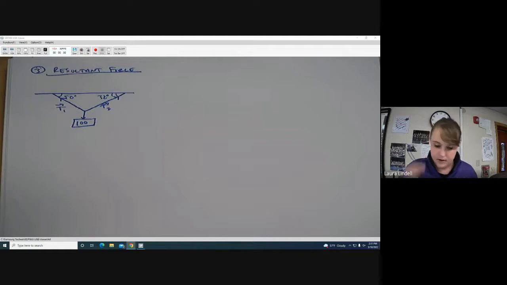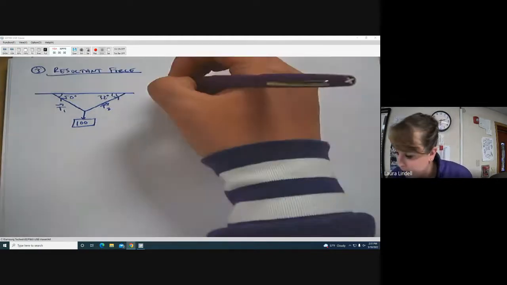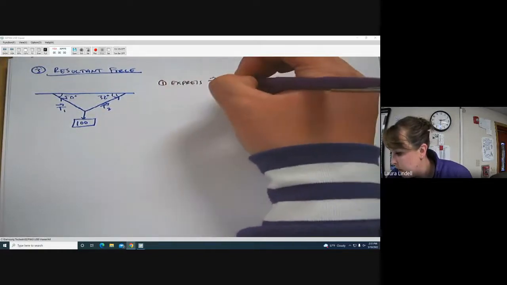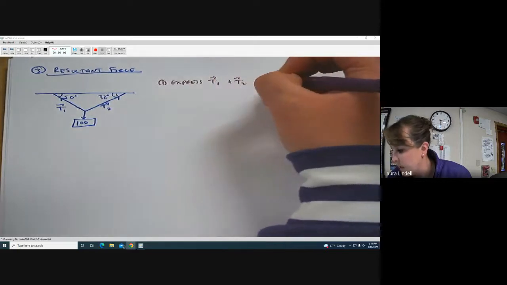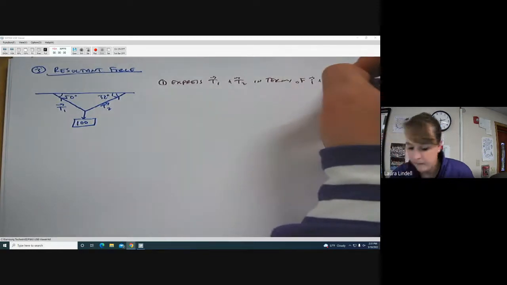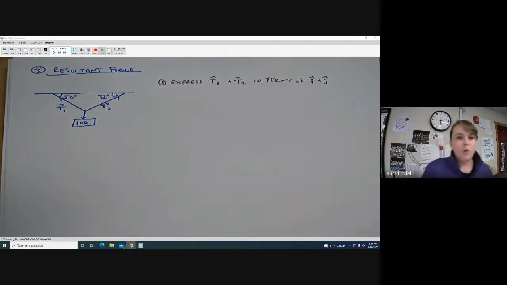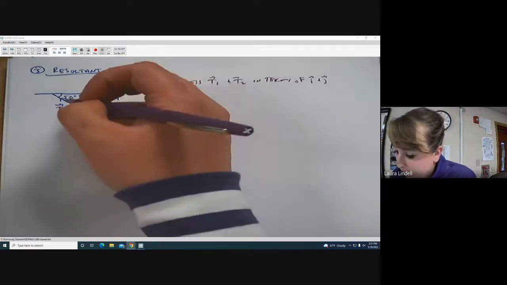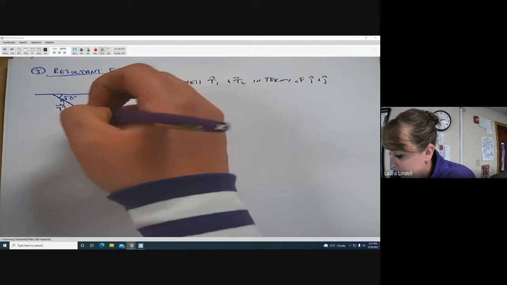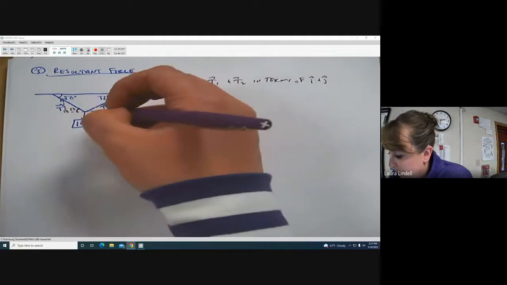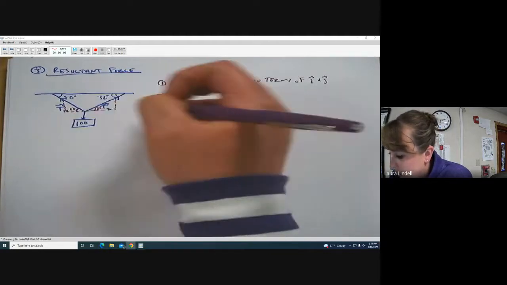So the first thing that we want to do is express T1 and T2 in terms of I and J. Okay, or the horizontal and vertical components here. And so we are going to use right triangle trig again, kind of dealing with this right triangle here. This angle would also be 50. And this right triangle here, this angle would be 32.